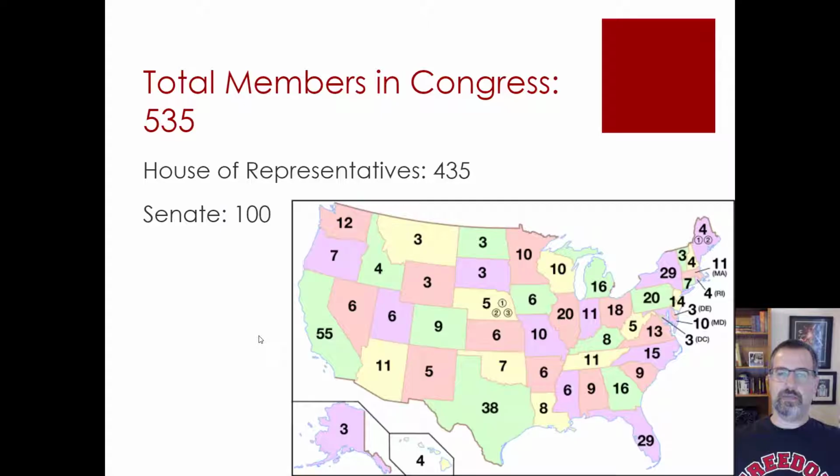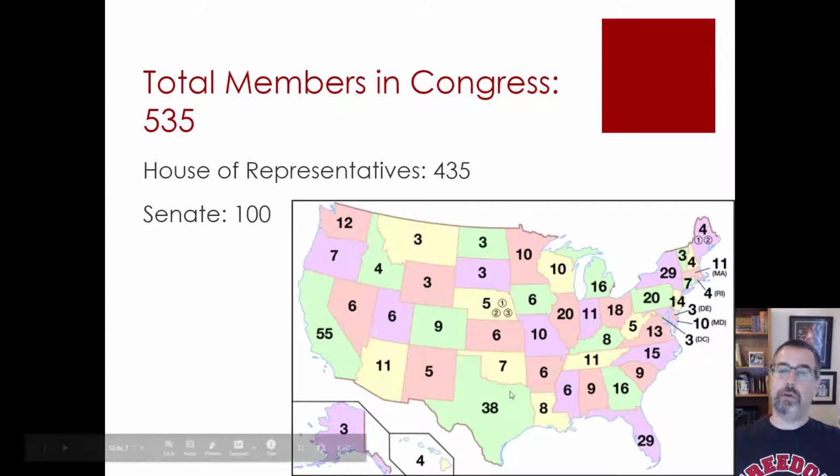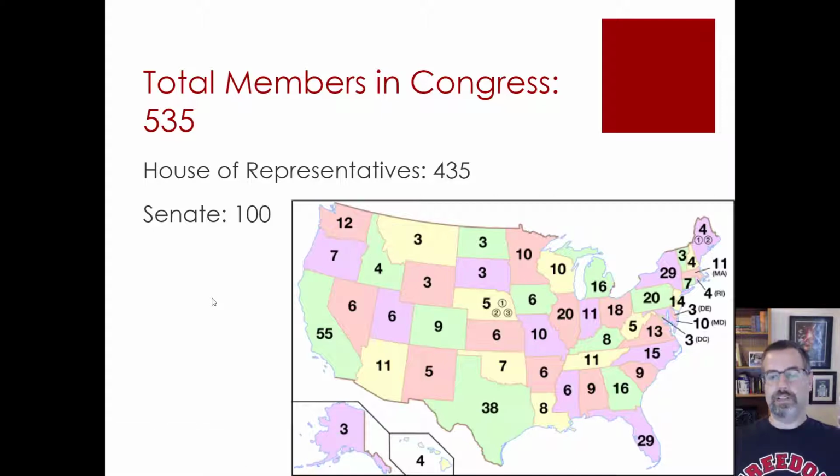So Congress is, once again, the House of Representatives and the Senate. Whenever you hear the word Congress, we're referring to both of these. Altogether in Congress, we have 535 members. Remember, the House of Representatives is based on a state's population, so the states that have more people are going to have more members in the House of Representatives. And in the Senate, every single state gets 2 senators. Since we have 50 states, 50 times 2 is 100, so there are 100 senators.